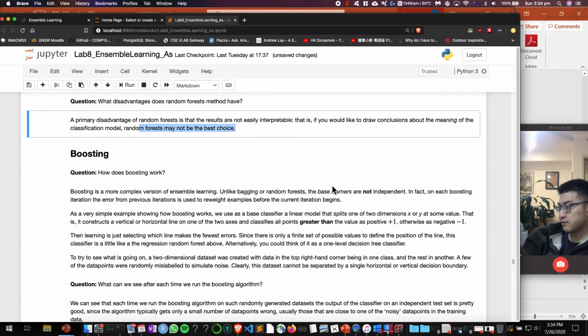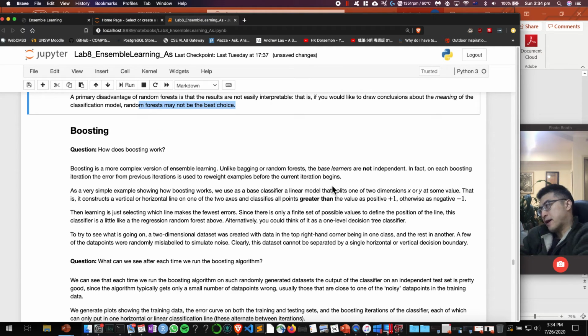The next thing I'll talk about is boosting. So boosting is very, very powerful. It's one of the more complex versions of ensemble learning. So you fit your model, right?